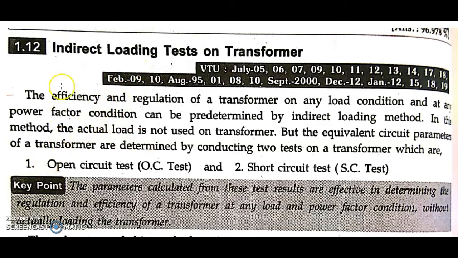So basically, in indirect load test we have two sub-tests. So how to conduct this indirect load test? First one is open circuit test, that is called OC test. Second one is short circuit test, that is called SC test. Okay, so let us begin with the open circuit test.